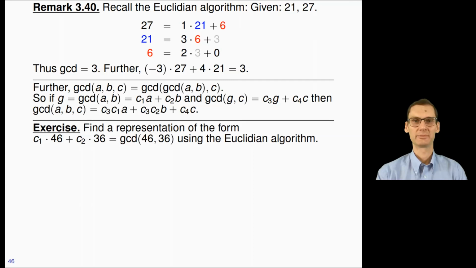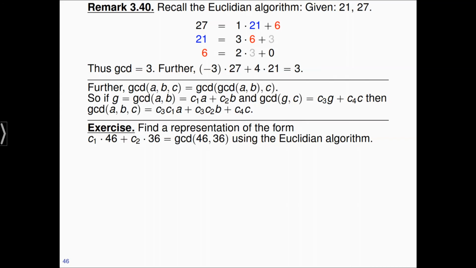This is not an algebra lecture, but still I would like you to practice this Euclidean algorithm so that you understand what was going on in the last proof. Here is a particular example: the greatest common divisor of 46 and 36. Find that with the help of the Euclidean algorithm and find a representation of the type that is used in the last proof, basically.